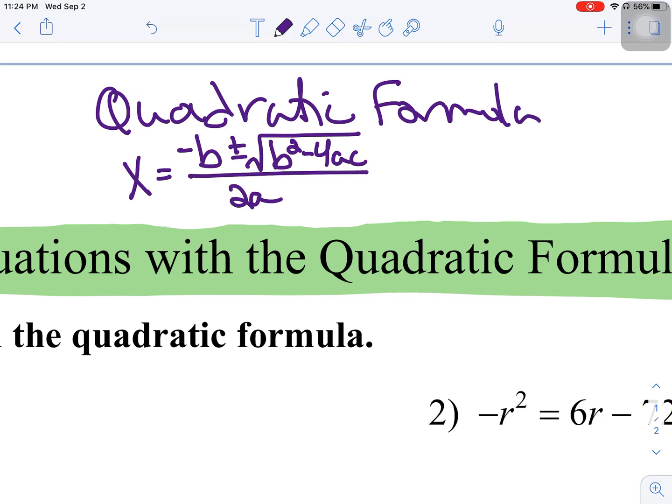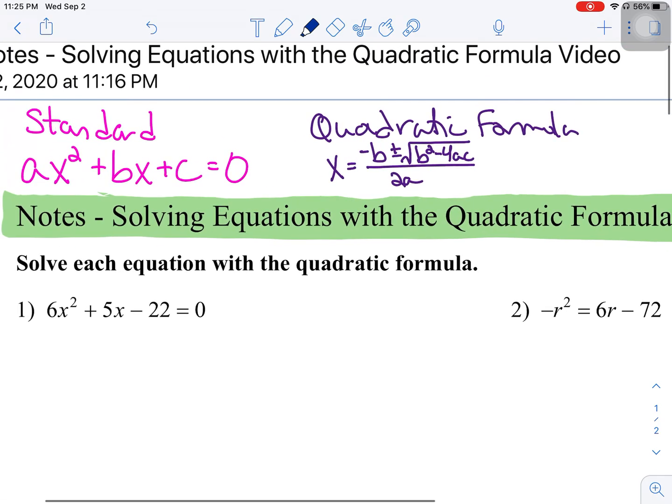Again, the reason I mentioned the standard form is that the value in front of x squared, this a value, is going to fit into your quadratic formula right after the 4, so 4ac, and then in the denominator for 2a. Okay, so that's the first part.